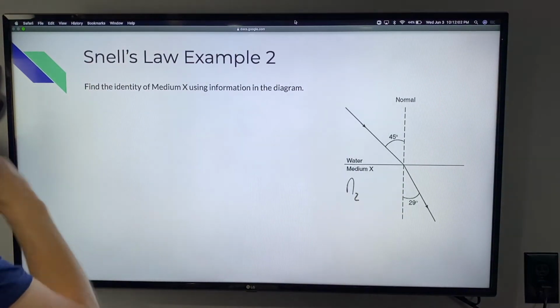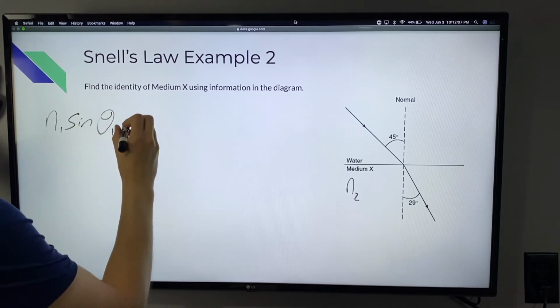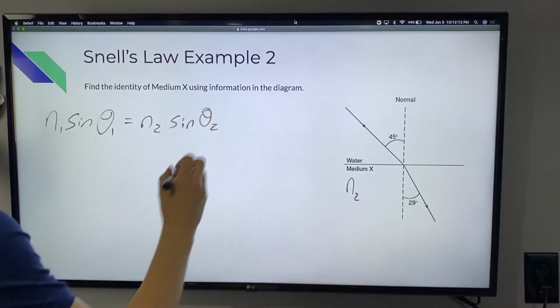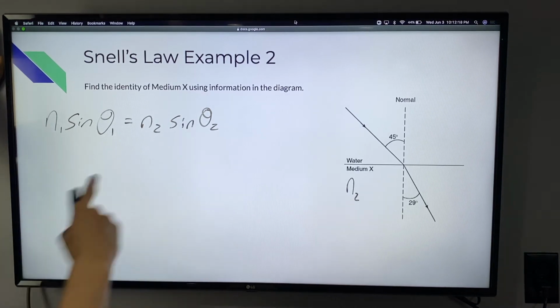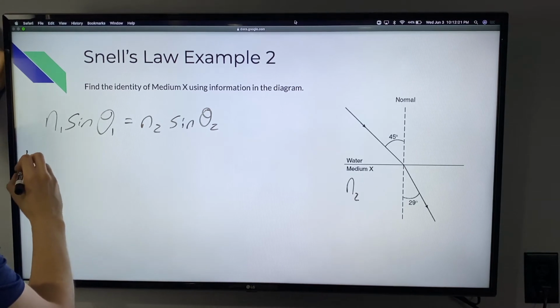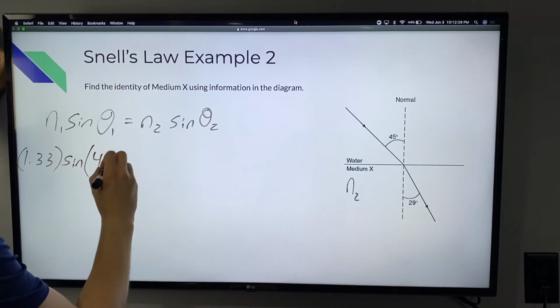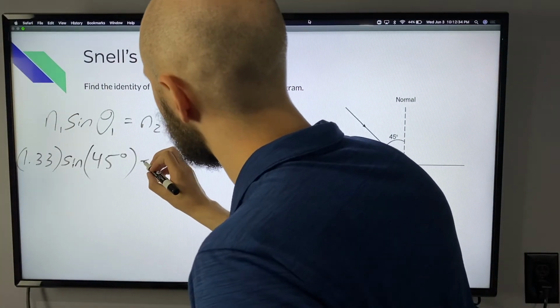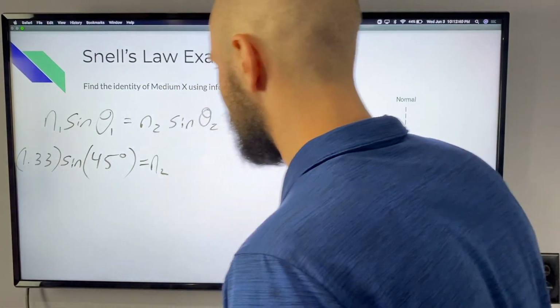All right, so we're looking at Snell's law that we learned today. N1 sine theta 1 is equal to N2 sine theta 2. All right, let's plug in what we know. Going to the reference table, you can see that the index of refraction of water is 1.33. Sine theta 1 is given to be 45 degrees. Sine of 45 degrees is square root of 2 over 2. You don't have to know that though. At least not in this class. You probably might have to know for math.